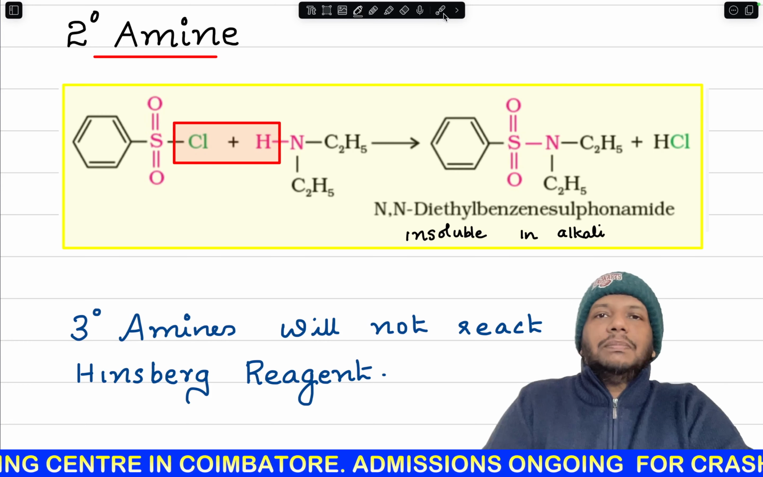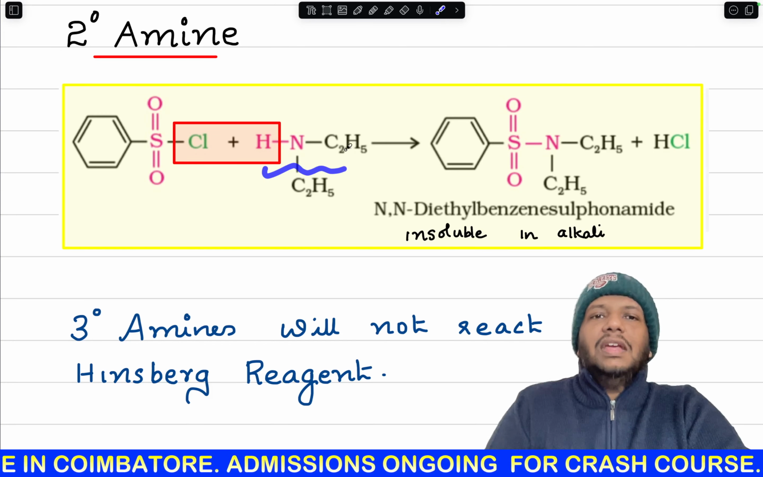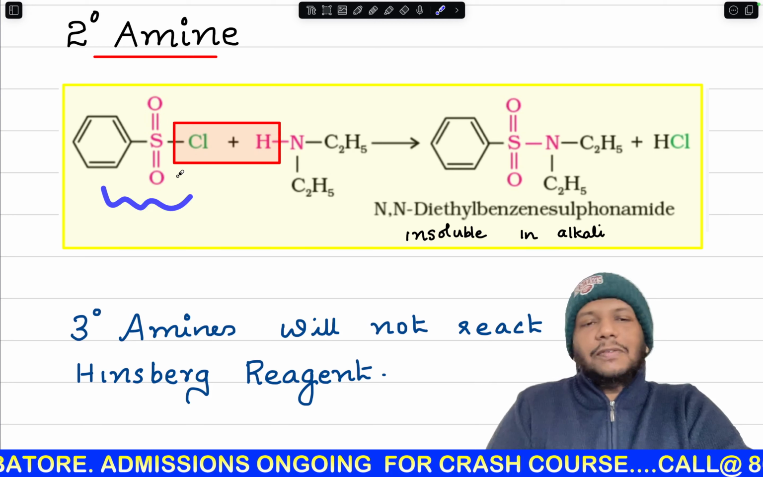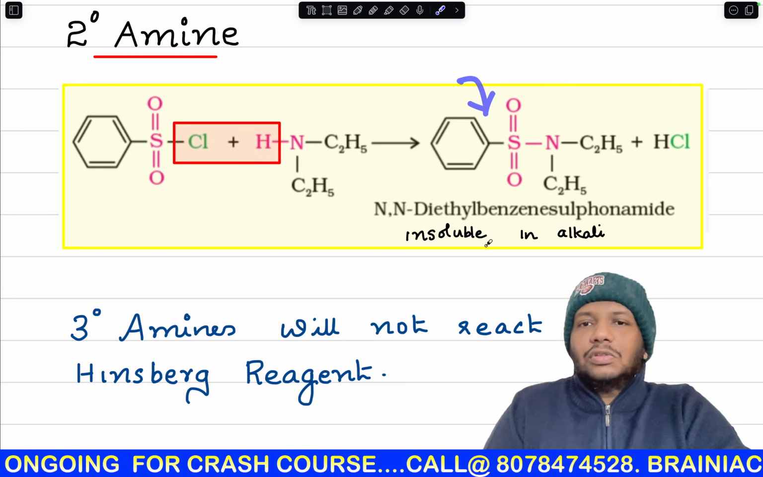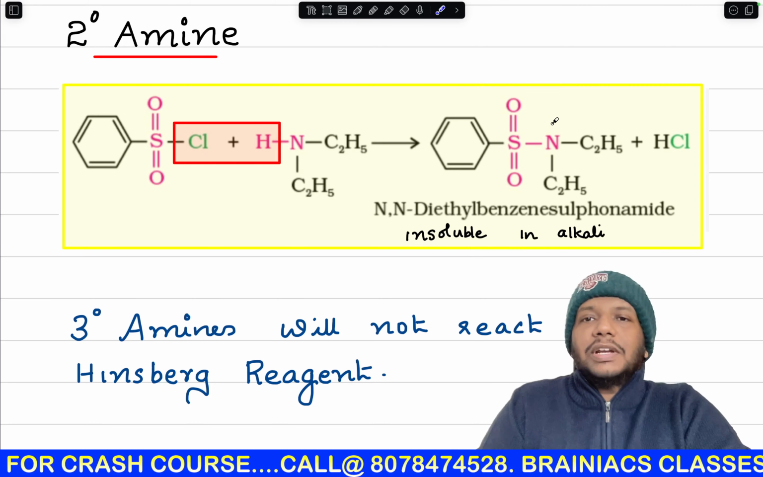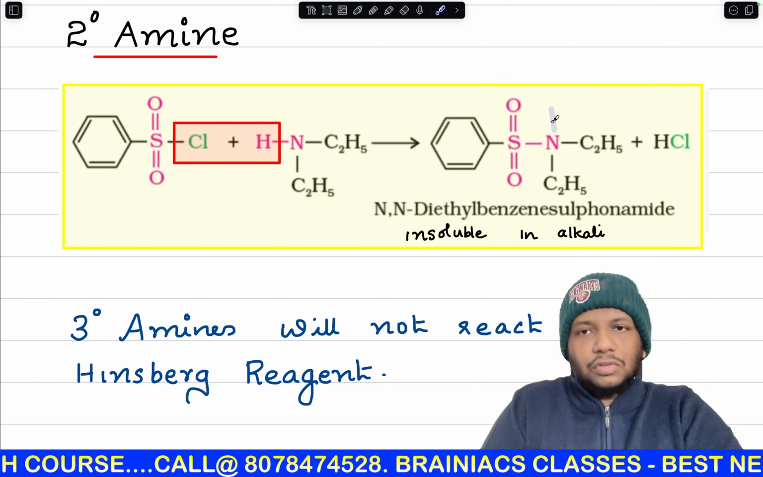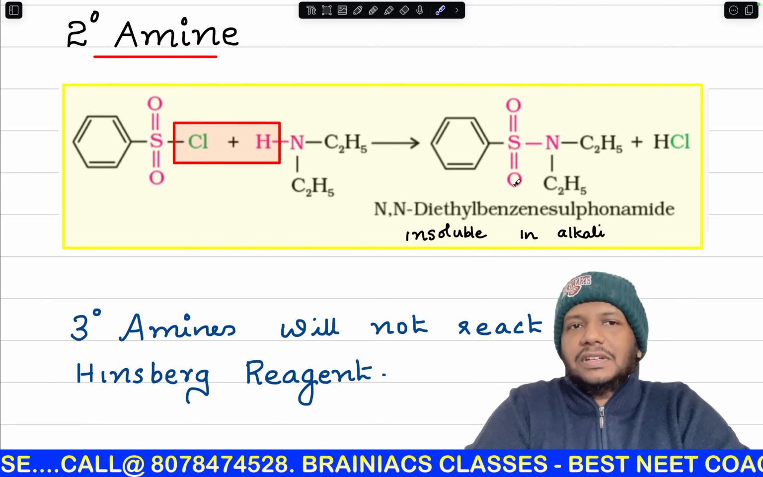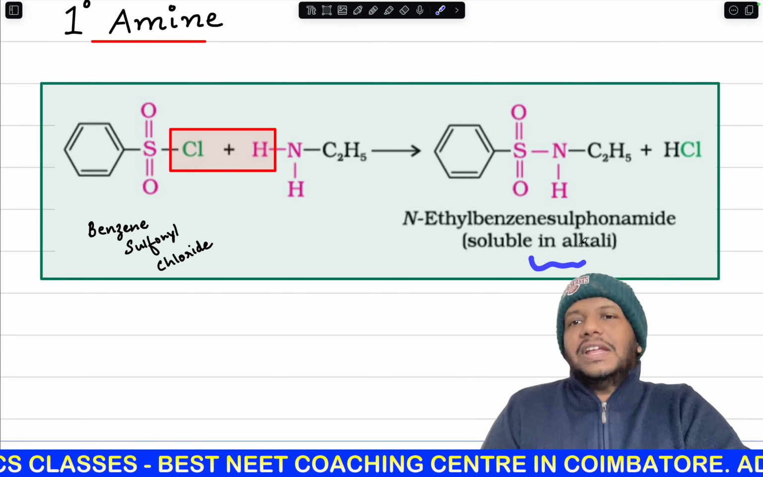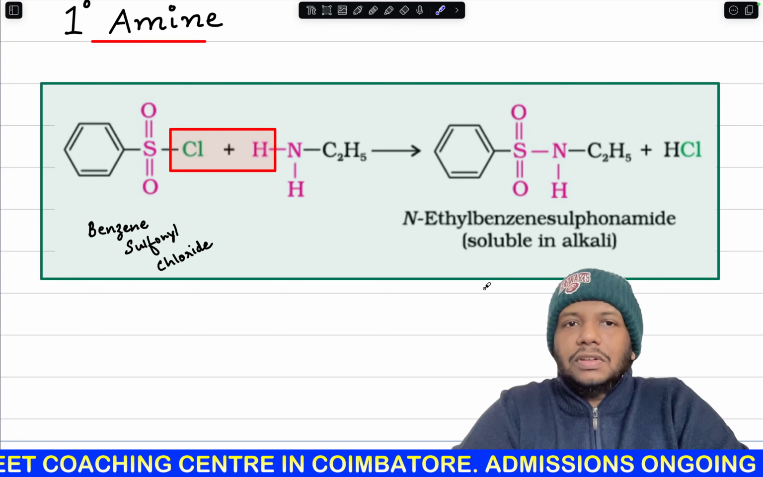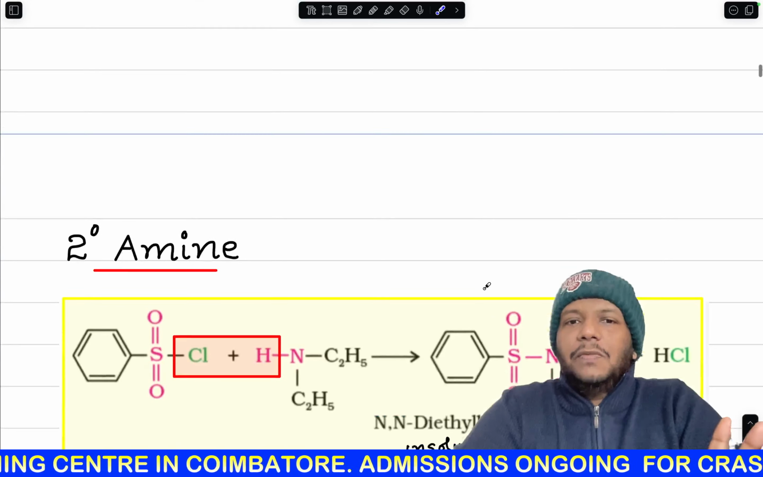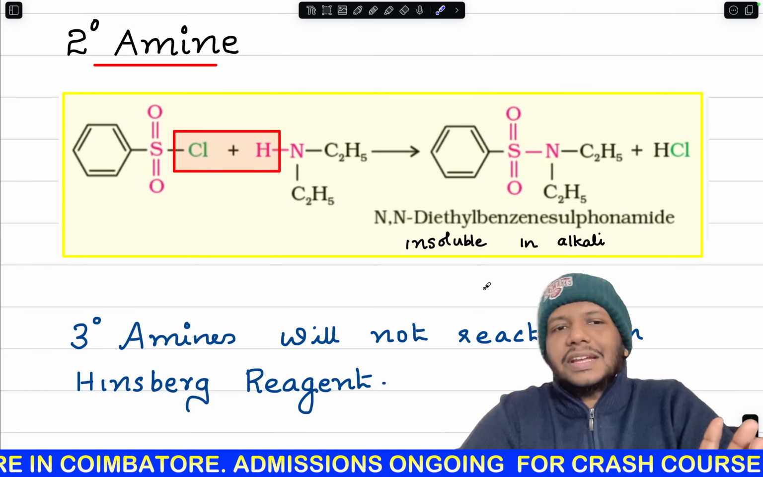Understood? Very simple: a secondary amine will also react with benzene sulfonyl chloride, or Hinsberg reagent, but you will get a product which is insoluble in alkali because this compound lacks acidic hydrogen. But if you take a primary amine, you will get a compound that has acidic hydrogen, so it will be soluble in alkali. So take the product and dissolve it in alkali. If it dissolves, I can say primary amine. If it does not dissolve, I can say it is a secondary amine.